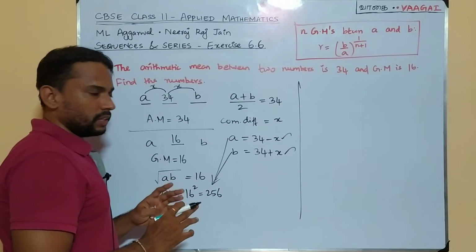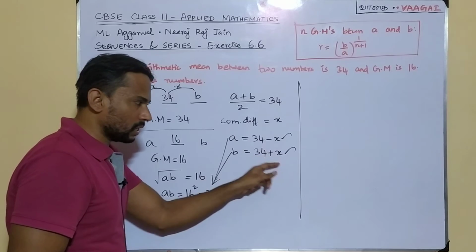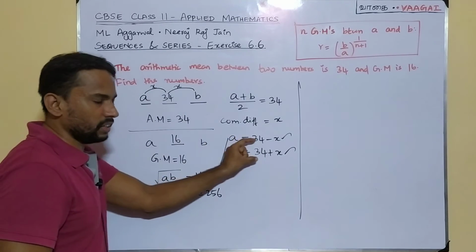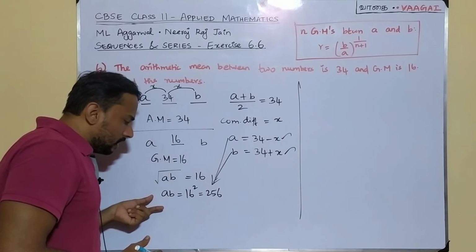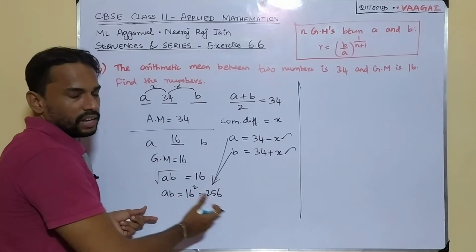Be clear with the thing. We know that A is 34 minus x, B is 34 plus x. How are we getting this? This is from the arithmetic progression concept that we get these two expressions. And how are we getting this one? This is from the geometric mean data they have given. From there we are taking this information.